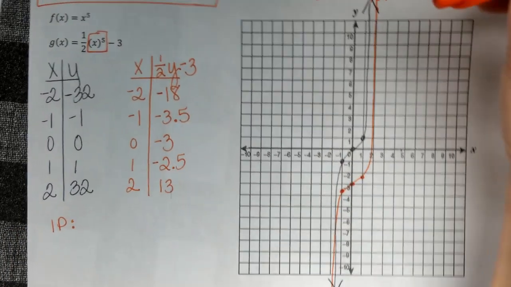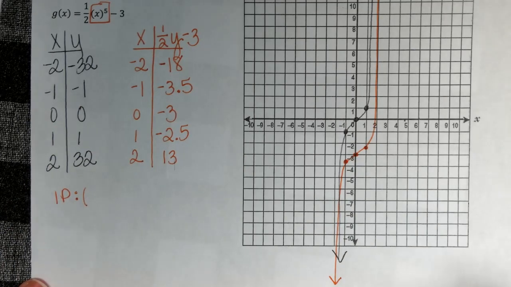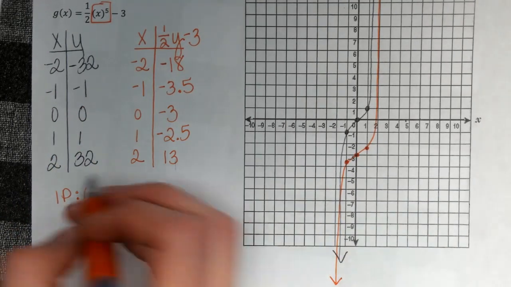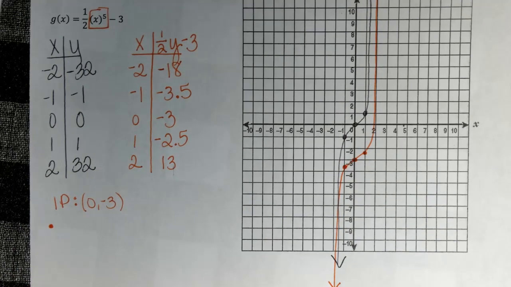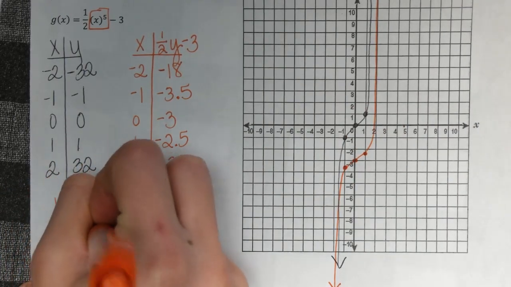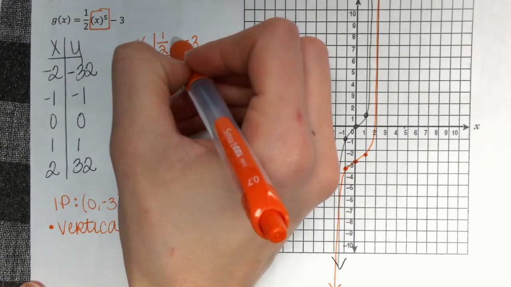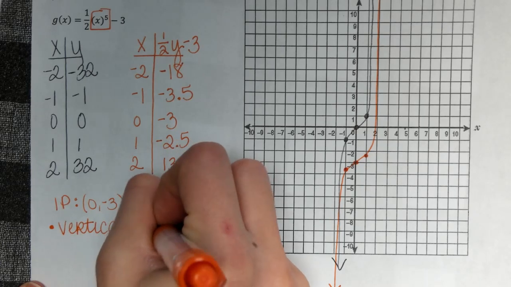My new inflection point will be what? 0, -3. And I had 2 transformations. I have a 1/2 y. It's happening to my y, so I know it's vertical, but is it a stretch or a shrink? A shrink is less than 1. It's a fraction, so vertical shrink.